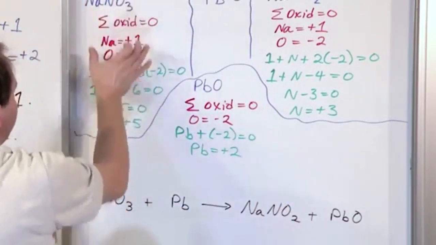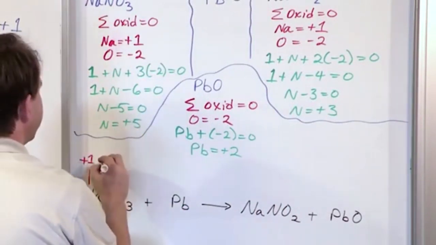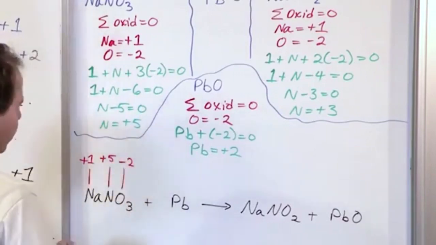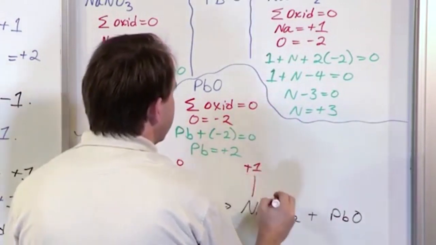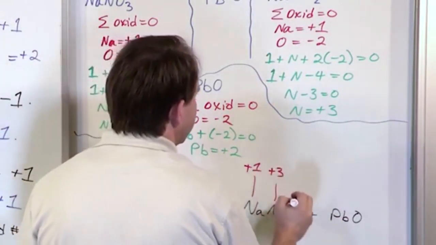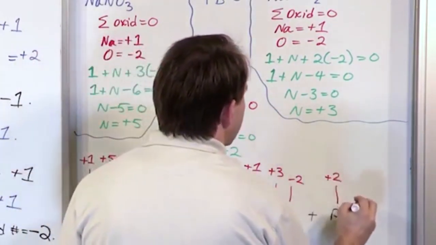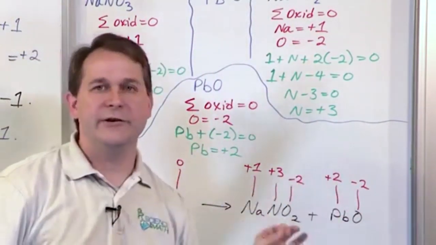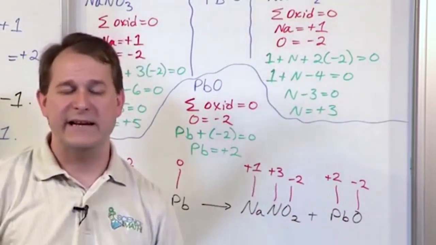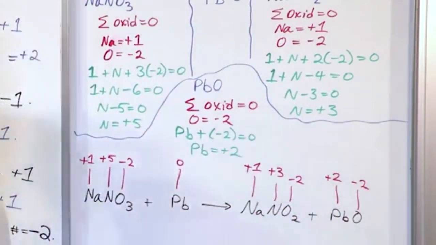So here we found everything. The sodium was +1, the nitrogen we calculated +5, oxygen was -2. Lead was 0. Over here we calculated that this was +1, the nitrogen here we calculated +3, the oxygen was -2. Here we calculated the lead was +2, and the oxygen was -2. So you see what I'm saying? We have the reaction and we literally assign oxidation numbers to every single element in every compound of the reaction. And then we start comparing to try to figure out what changes, okay?